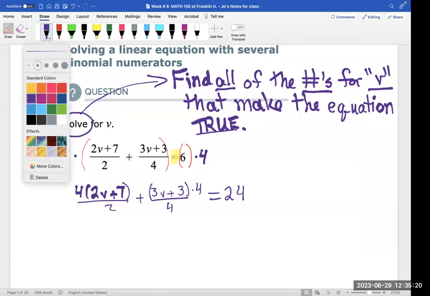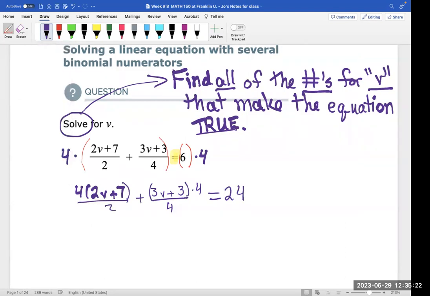What I've done here is distribute this 4 to each term. Now I can reduce because my numerator is factored. That's why I'm allowed to reduce here. This numerator for my second term is factored, so I can reduce here. So now that I have this 2 distributed to each term, I will have 4v. 7 times 2 is 14.